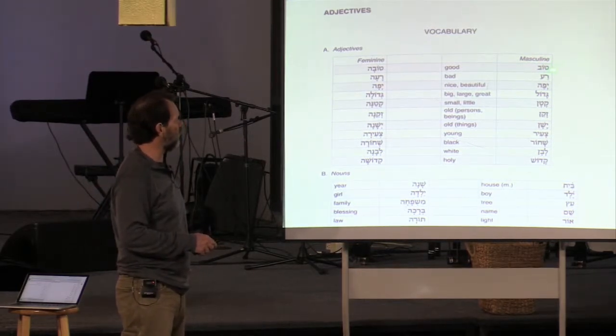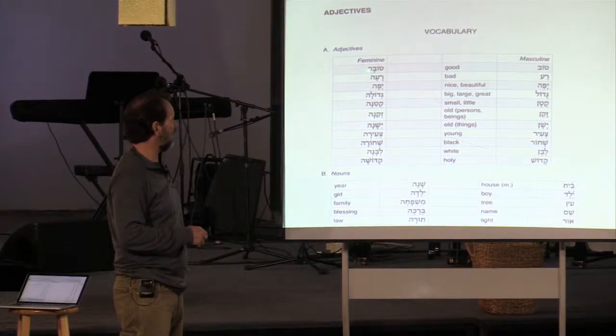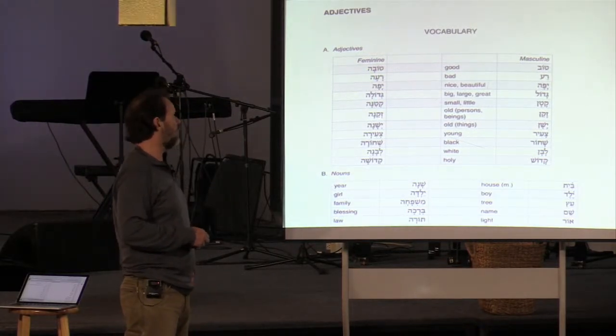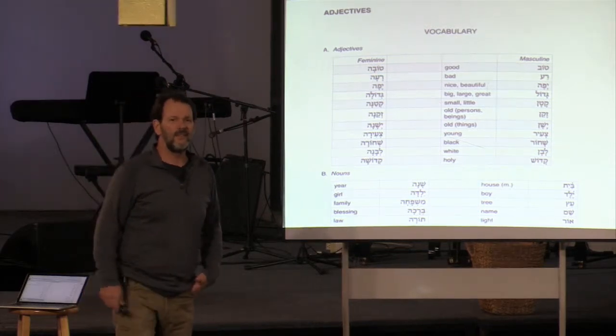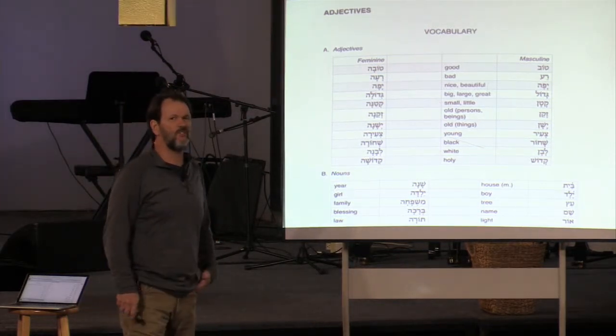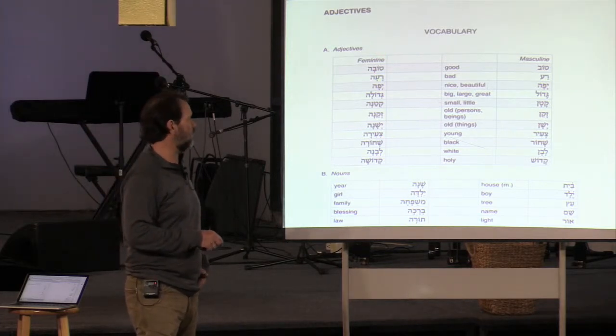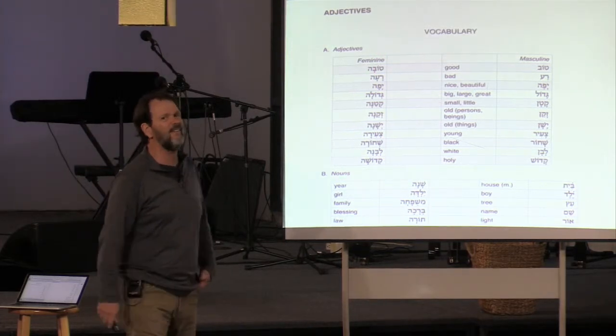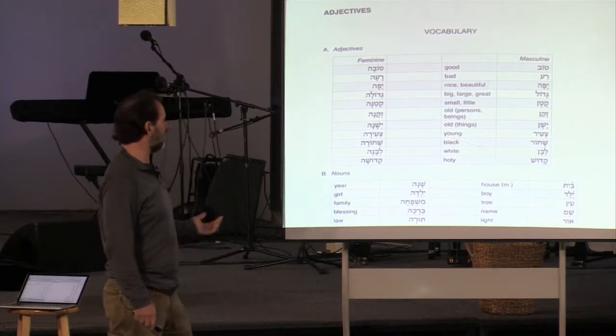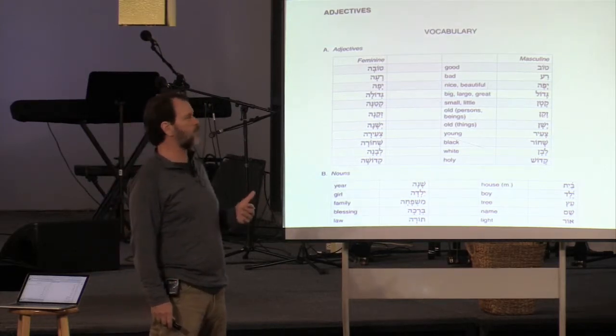So you have tov, add the gametz hey, and you've got tova. Okay, and I really want to encourage all of you, if you haven't memorized the names for the different vowels, like gametz, pata, go ahead and do so, so you're not going, what is that T thing underneath the consonant? It's not that hard to get it. We'll put a little bit more time in here.